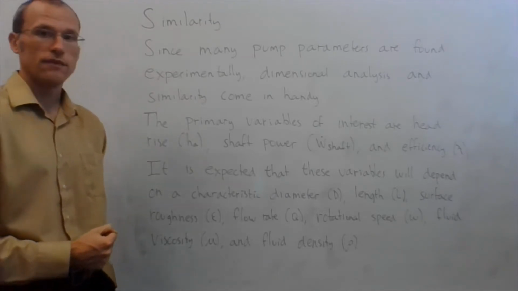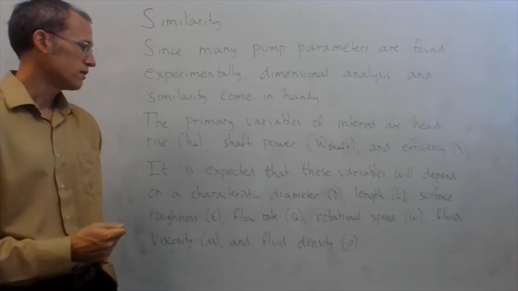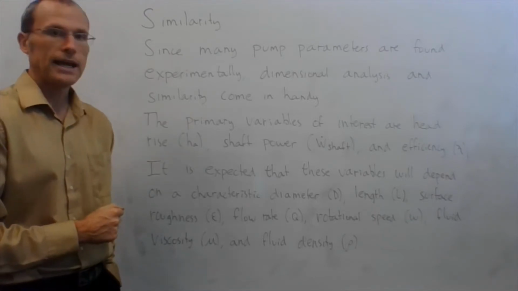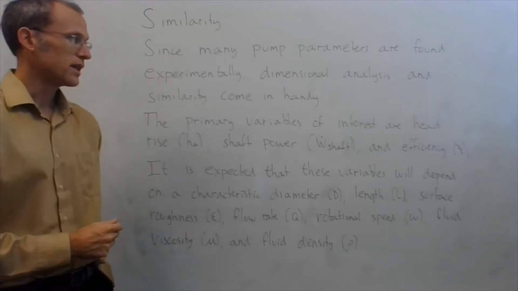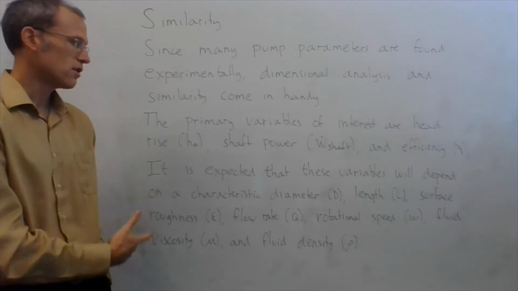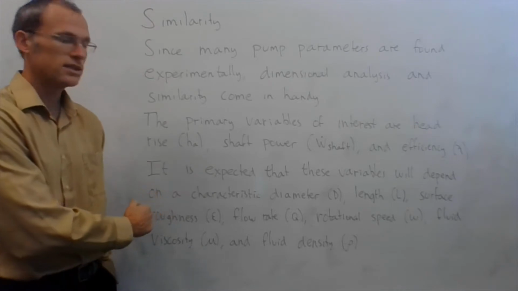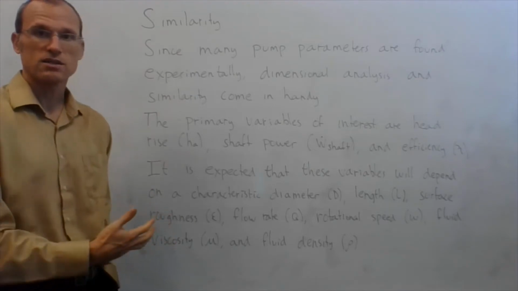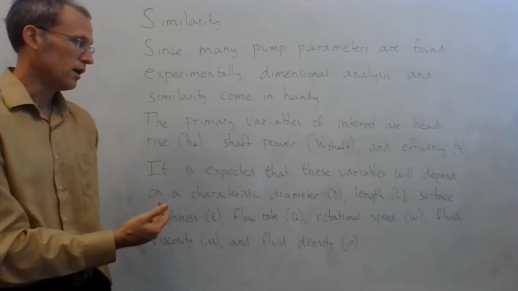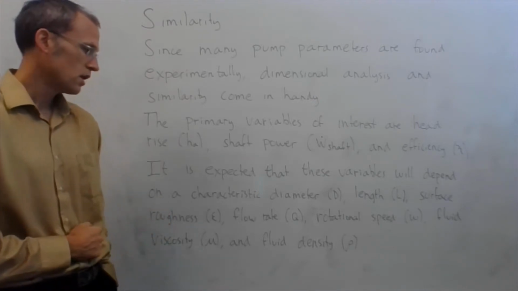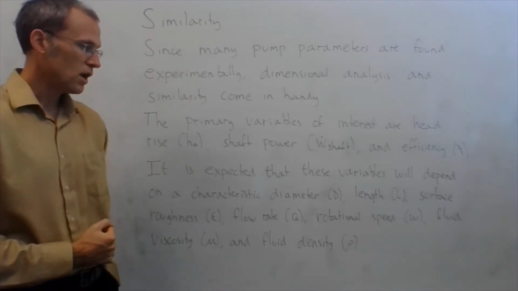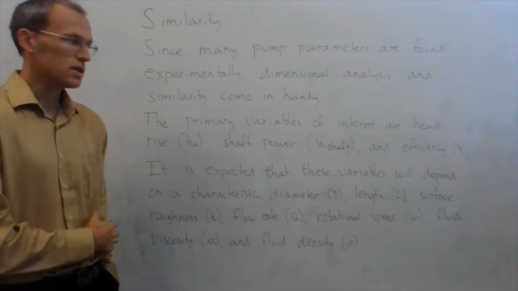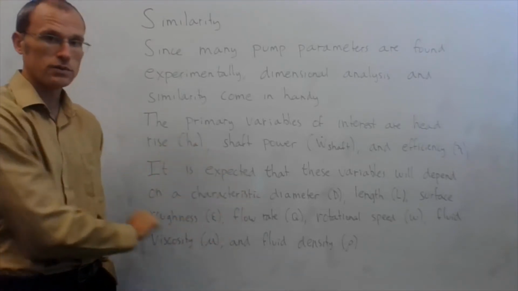So primary variables of interest when we deal with pumps are the head rise h_A, the shaft power W dot shaft, and the efficiency eta. So those are things we're trying to find. The variables that those things might depend on: characteristic diameter, so basically the impeller diameter for my pump; some sort of length that could be associated with the length of the piping system that I'm trying to pump this stuff through; surface roughness, again, relative to those pipes; the flow rate going through the pipes and pump; rotational speed of my pump; as well as the fluid properties, fluid viscosity and fluid density. So I expect these three things I care about depend on all those things down there.